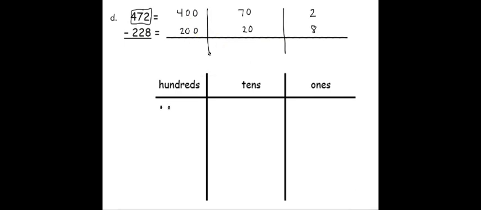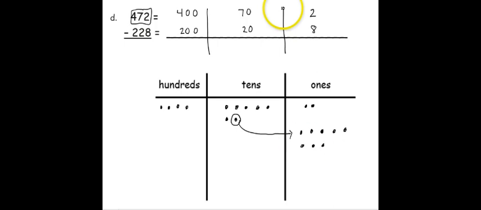So we have 4 hundreds, 7 tens, and 2 ones. Now the problem tells me to take 8 ones away in my ones column. I only have 2, so I need to do some decomposing to get some more ones over there so I can take 8 away. That means I'm going to take one of my tens and I'm going to decompose it, meaning I'm going to break it down into 10 ones.